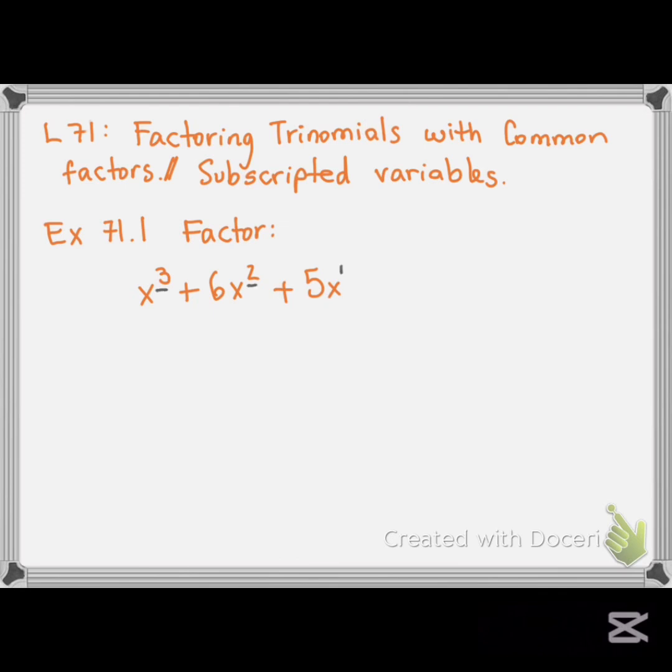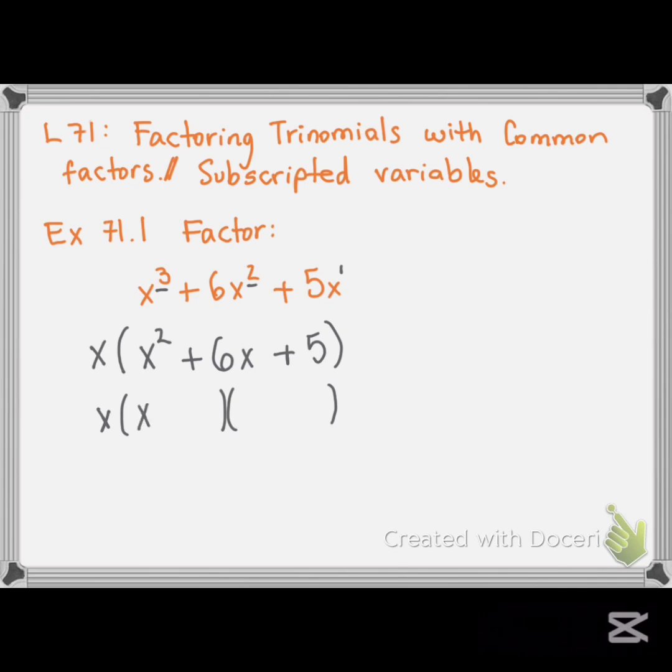So it's ready. Now, all of them have an x, so we're going to get that as our common factor, and we're going to divide. So x³ divided by x is x squared. 6x squared divided by x is 6x, and then 5x divided by x is 5. Once we have it like that, we are ready to factorize like we learned in a previous lesson.